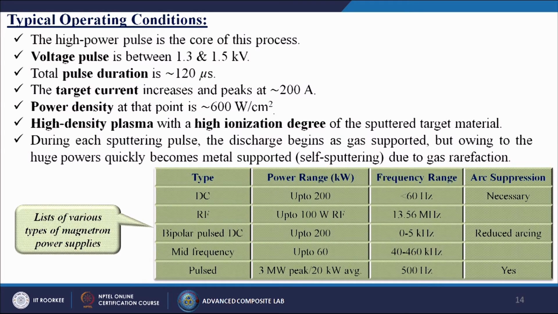During each sputtering pulse, the discharge begins as gas supported but, owing to the huge power, quickly becomes metal supported due to gas rarefaction.